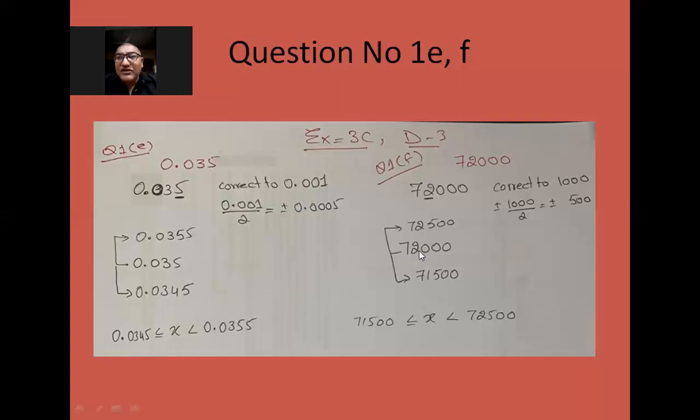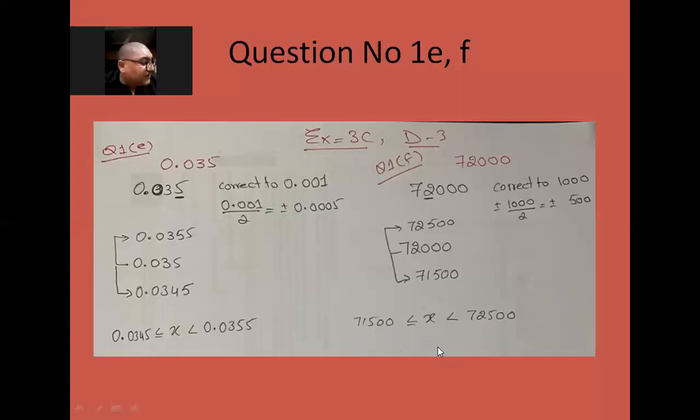So 72,000 plus 500 will be 72,500. That is your upper bound. From 72,000, if you subtract 500, you get 71,500, and that is your lower bound. You can write this in the form of an inequality, and it will be written like this: x is greater than or equal to 71,500 and less than 72,500.